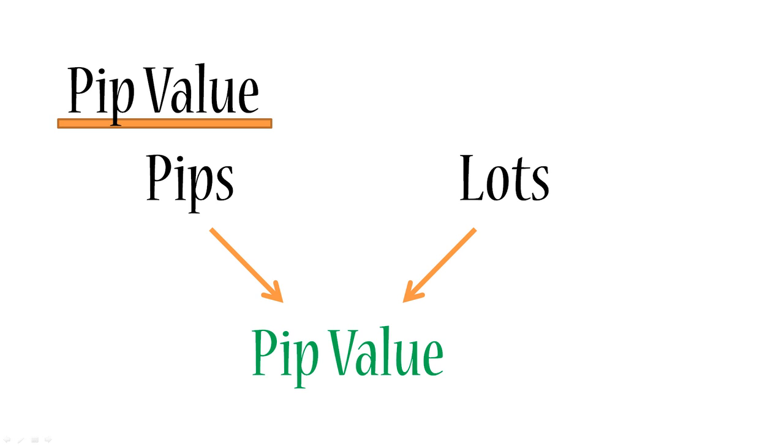This is important to understand, that pip value is not just a function of the currency pair that you're looking at. Pip value depends on the number of pips the currency pair has moved and also on the volume of your transaction. So if you enter into a transaction with a higher number of lots, then your pip value will be higher. If you enter with a lower number of lots, your pip value will be lower. Let's have a look at this in a basic conceptual example.